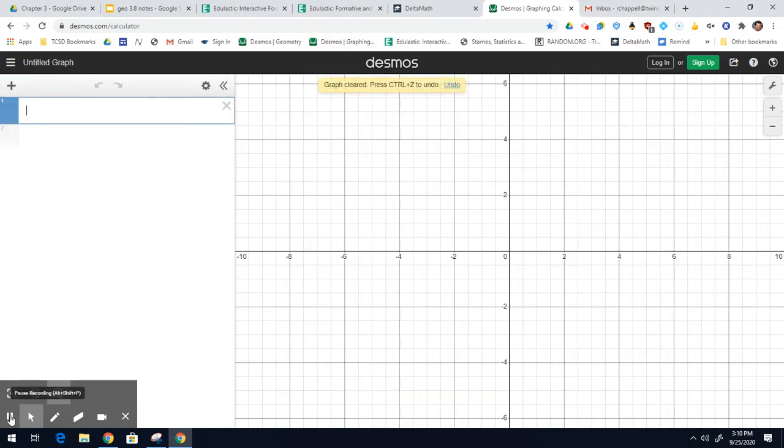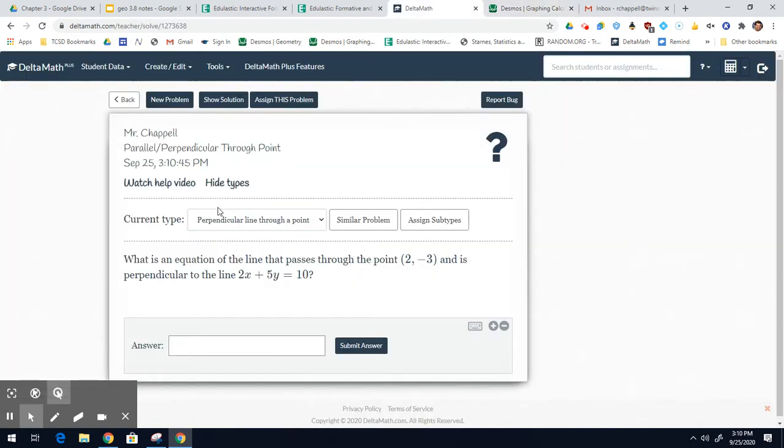Okay, one more problem coming. Okay, so here's my next problem here. It says, what is an equation of a line that passes through the point 2, -3 and is perpendicular to the line? Okay, so again, to use point slope form, I need a point. Of course, I have it right here, 2, -3.